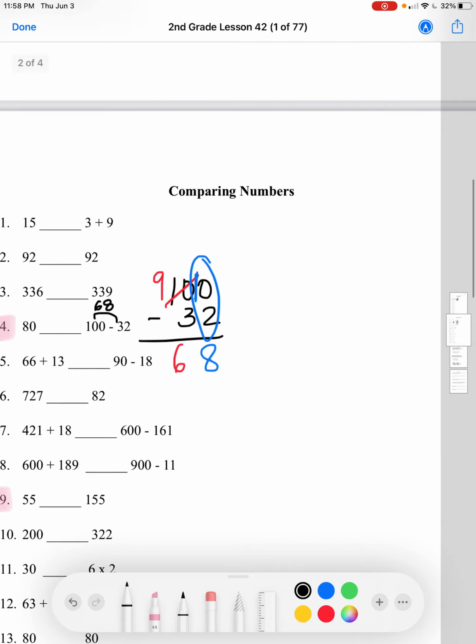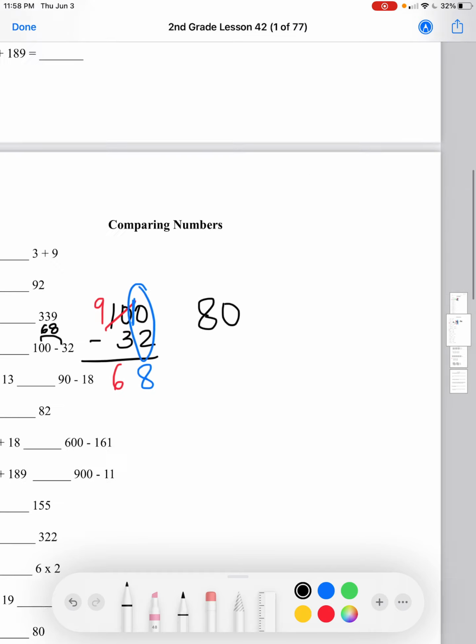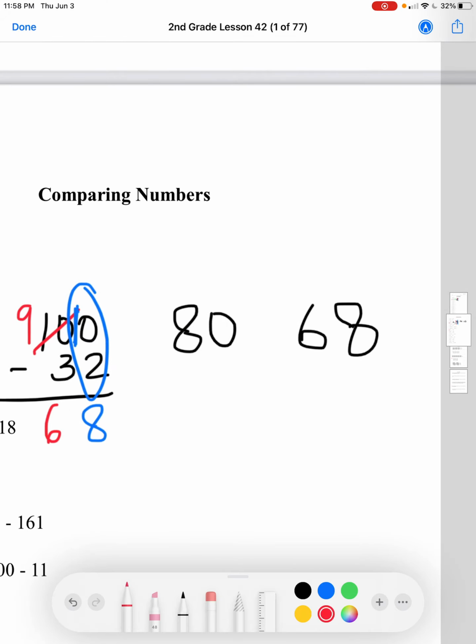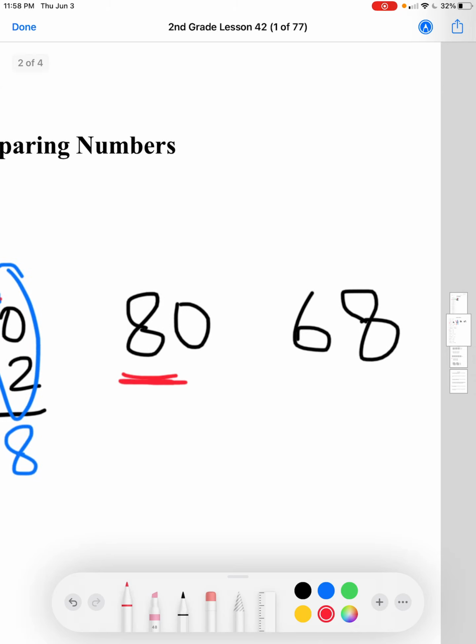Comparing that with 80. Now if you look here, the tens place, we have 8 tens in this number, we have 6 tens here. Since 8 tens is more than 6 tens, we know that this is the bigger number. Remember, the math always opens up to the bigger number.